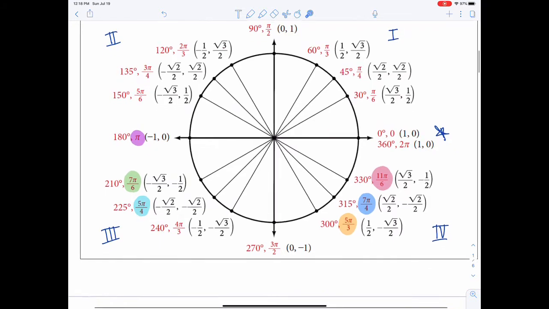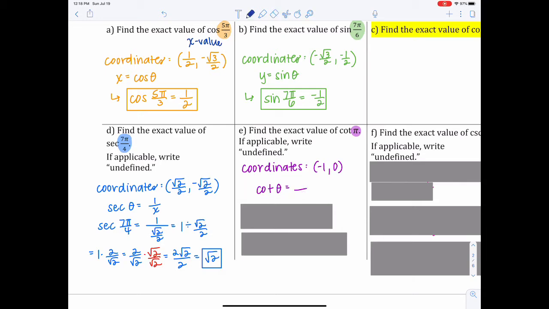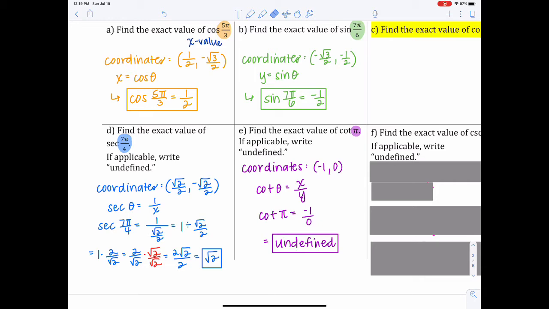I'm going to scroll back down now, down to here. So we know our coordinates are negative 1 comma 0. Let's think about cotangent. So cotangent is the reciprocal of tangent. If we know that tangent is y over x, we know that cotangent is x over y. Therefore, if we put our x over our y, we have cotangent of pi is negative 1 over 0. And we cannot divide by 0, therefore our answer is undefined.